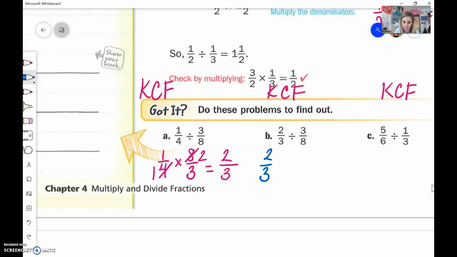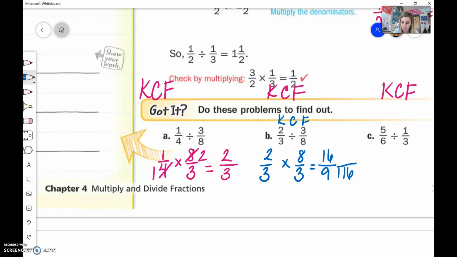Okay, next one. 2/3, keep, change, flip. See? Keep 2/3, change the division to a multiplication, and flip the 3/8 to 8/3. Okay? So now looking at this, oh, we cannot cross simplify in any of those places, so we just have to multiply across. So 8 times 2 is 16. 3 times 3 is 9. Can I leave my answer as 16/9? Nope, I can't. I have to divide the numerator by the denominator because that is an improper fraction. We're going to change it to a mixed number.